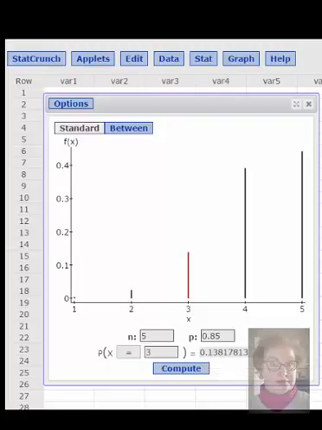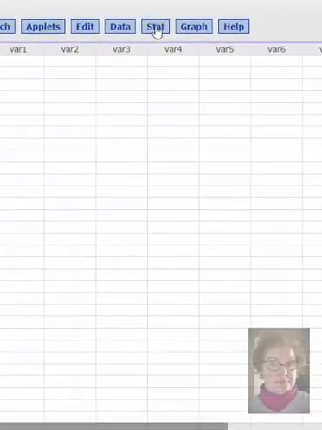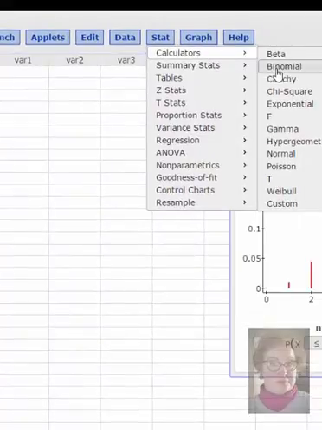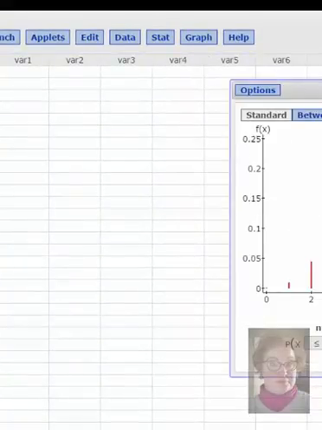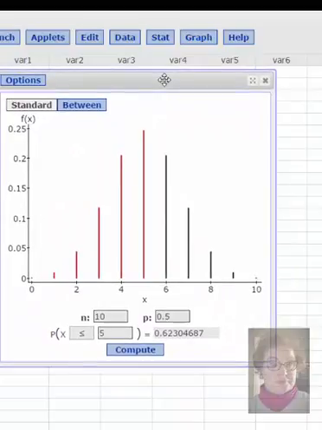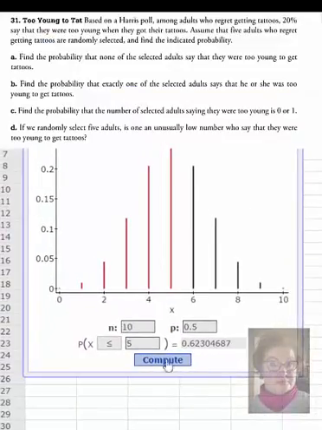Let's look at a problem next out of the book. Let's look at the binomial distribution calculator. So we're going to go into Stat, Calculators, and you see the second one down is binomial. And now you don't have to enter any data on the spreadsheet. What you're going to do is put your n in the n, the probability, and then you can do the other things.